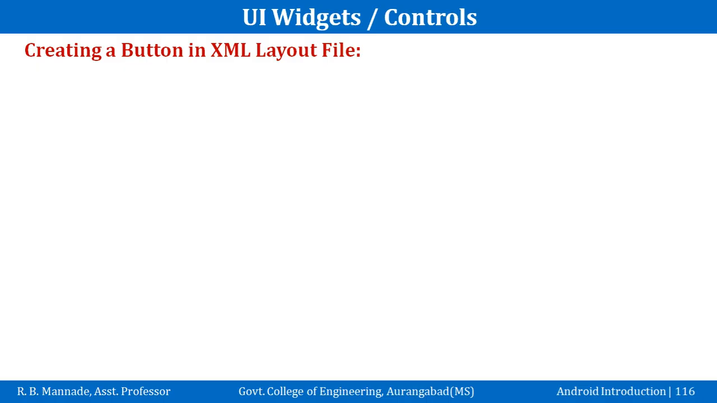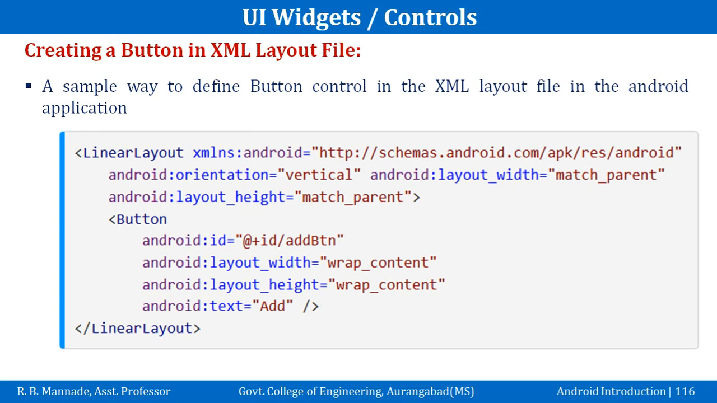Now we will go through how to create a button in an XML layout file. This is a simple way to define a button in the .xml file. This snapshot shows that there is a linear layout and there is a button control. This is the ID of the button, which is add btn, and this is the width and height, and its text property is set to the text add. In this way we can create a button control in an XML file.